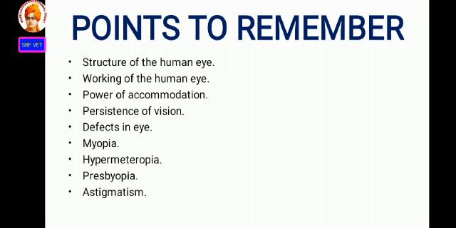Then defects of the eye: there are 4 types, myopia, hypermetropia, presbyopia, astigmatism. Myopia is short-sightedness, corrected by a concave lens. Hypermetropia is long-sightedness, corrected by a convex lens. Presbyopia is corrected by a bifocal lens. Astigmatism is corrected by a cylindrical lens or toric lens.